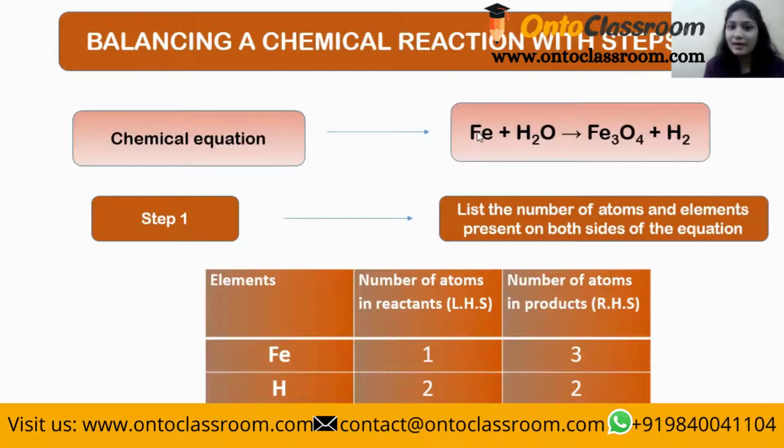Now start counting. Fe, you have only 1 here. But here you have 3 Fe, so you wrote the number 3 here. Hydrogen on the left-hand side or the reactant side is 2. On the product side it is also 2. Oxygen on the left-hand side is 1 and on the product side is 4. Now you see the equation is not balanced. And now we need to balance the equation. Moving ahead, step number 2. So step 1 is to list the number of atoms of elements present on both sides of the equation.